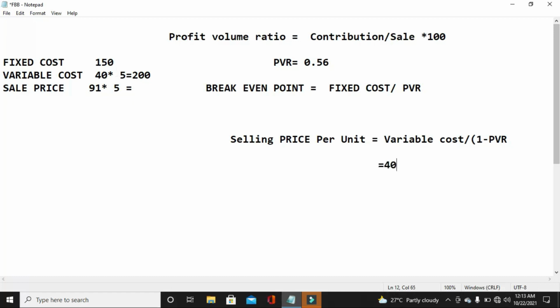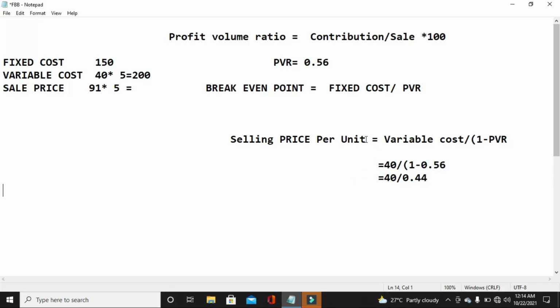Okay, the variable cost is 40 and we will divide it by 1 minus the profit volume ratio, which is 0.56. So this means that we are going to divide 40 over 0.44. When I deduct 0.56 from 1, the remaining amount will be 0.44. Okay, so what is the selling price per unit?